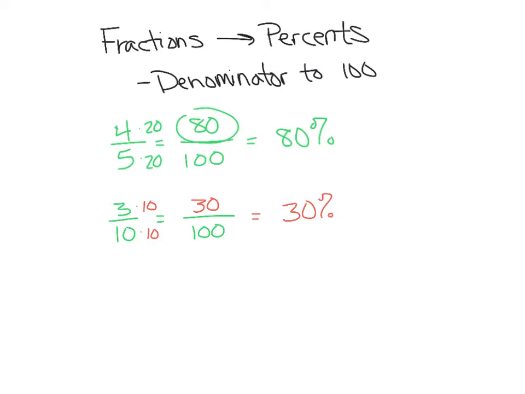Or if we have 5/20, we make a new fraction with the denominator of 100. 20 times 5 is 100, so we multiply 5 times 5, which is 25. And since we have 25 in the numerator and 100 in the denominator, our percent is 25%.